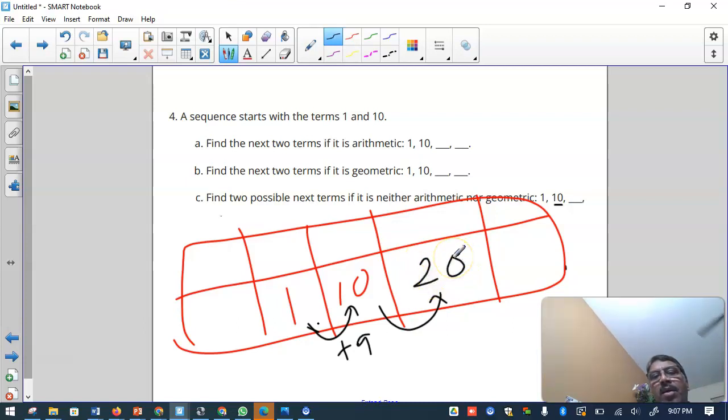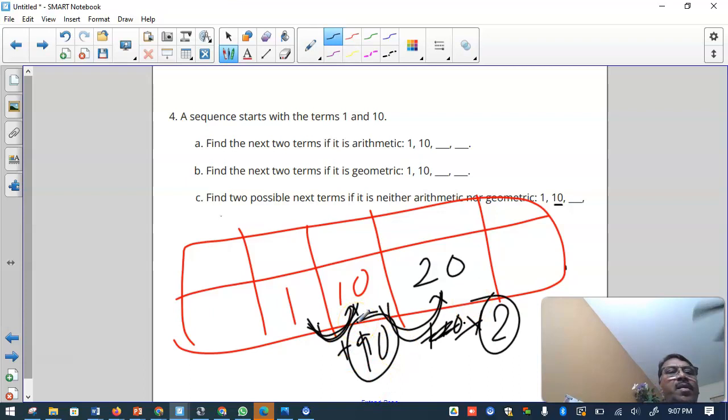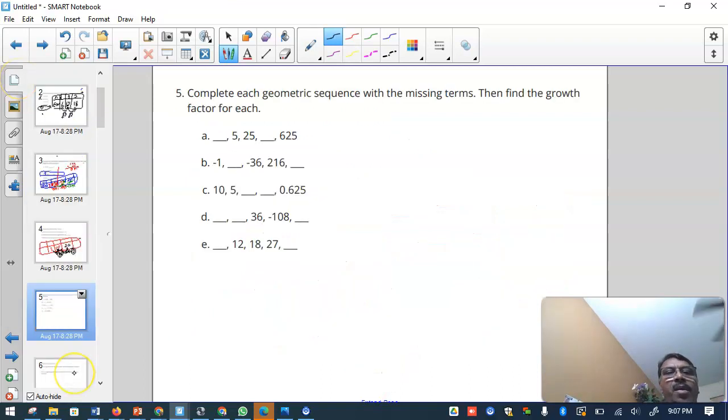See? Here you're adding plus 10, but here you're adding plus 10, so they are not the same. So this is not arithmetic. Here you are multiplying by 10, but here you are multiplying by 2. So the common ratio is not the same. And this is how you do problem number 4, 5.